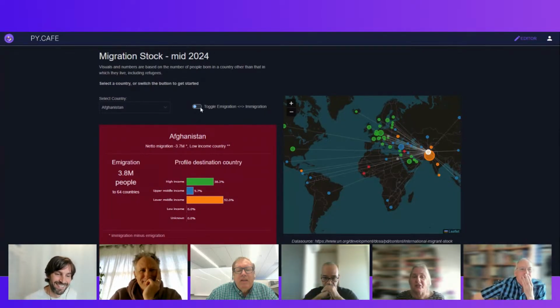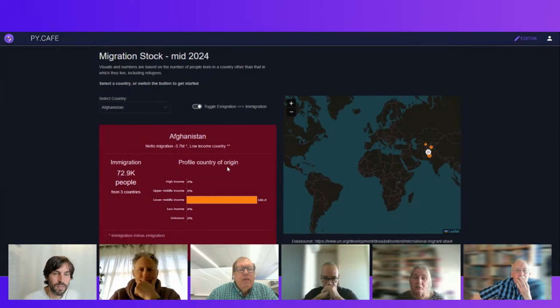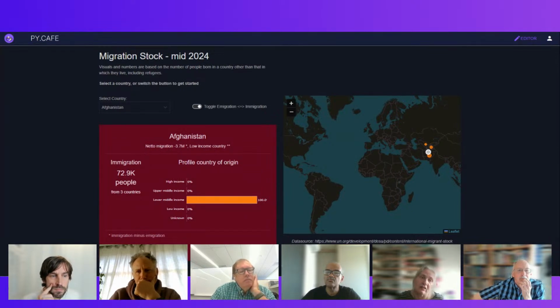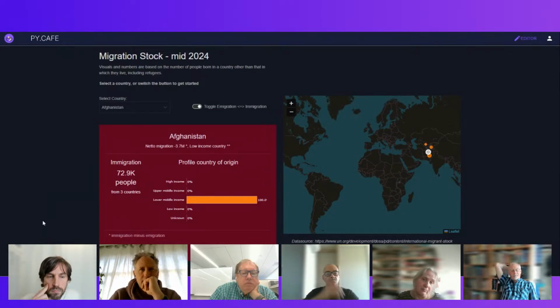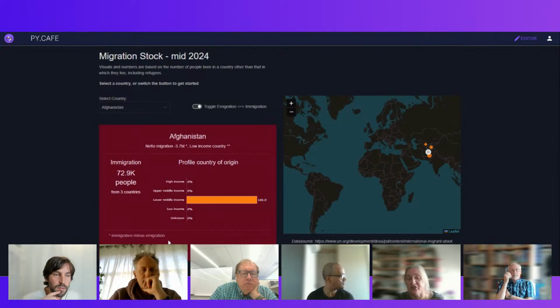Well, the idea was that you can switch between immigration. People who moved to Afghanistan were from neighbor countries, and not as many, 73K. And when you look at how many people left, minus how many people came to Afghanistan, you can see that when you look purely at net migration, it's a negative of 3.7 million.